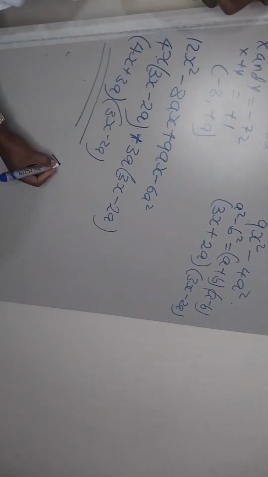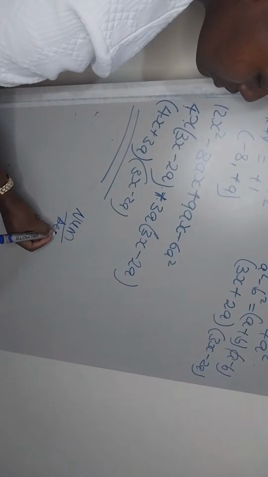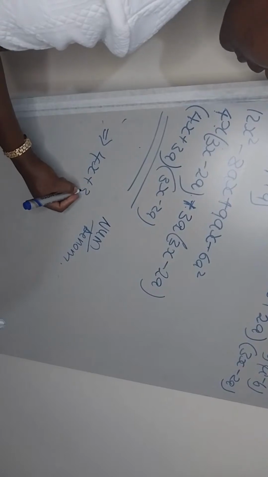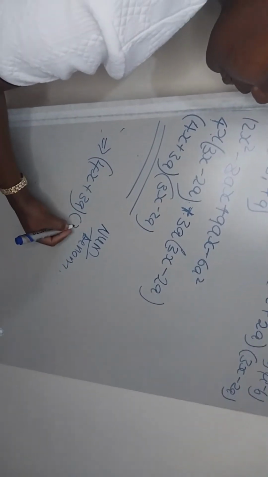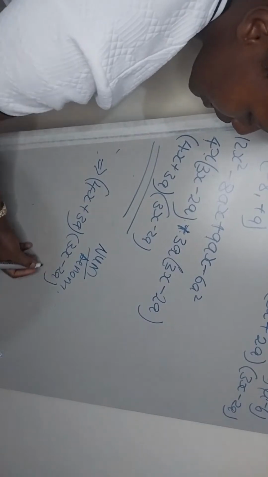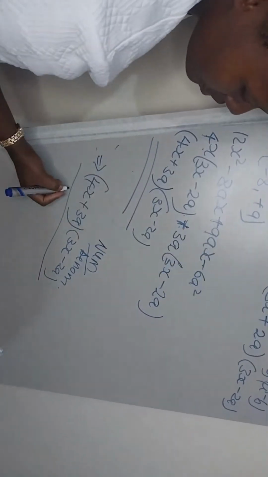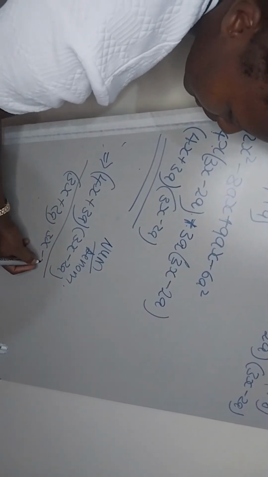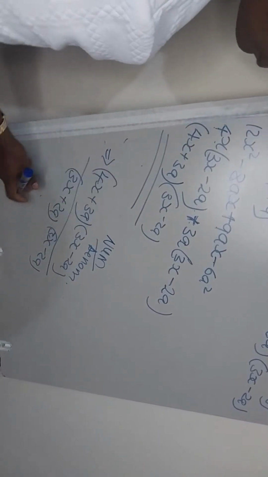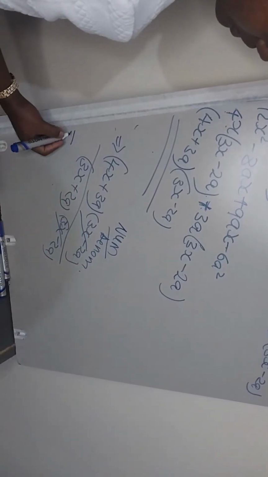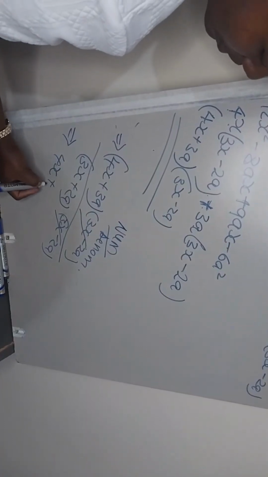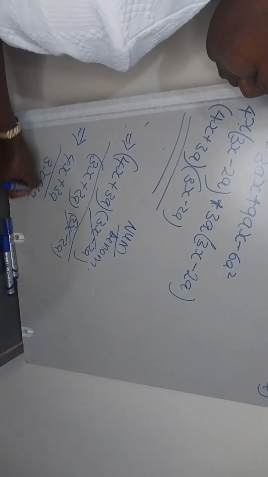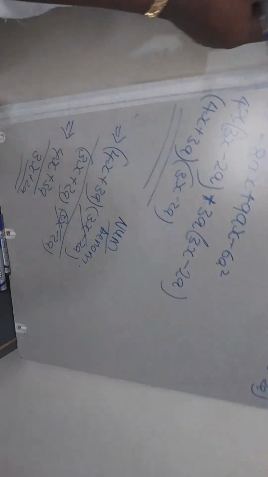Our overall will be numerator over denominator. Our numerator says 4x plus 3a into 3x minus 2a, all over denominator, which is 3x plus 2a, 3x minus 2a. Look at what is common and cancel it off. We'll simply remain with 4x plus 3a all over 3x plus 2a.